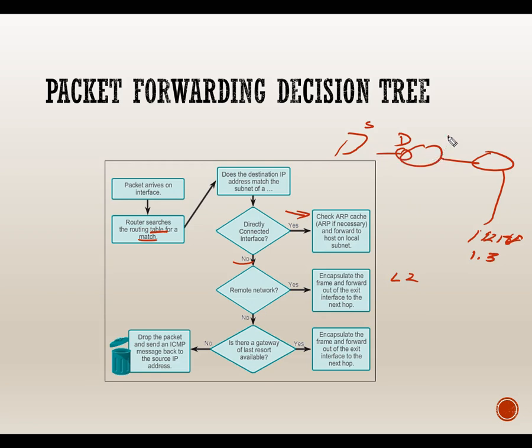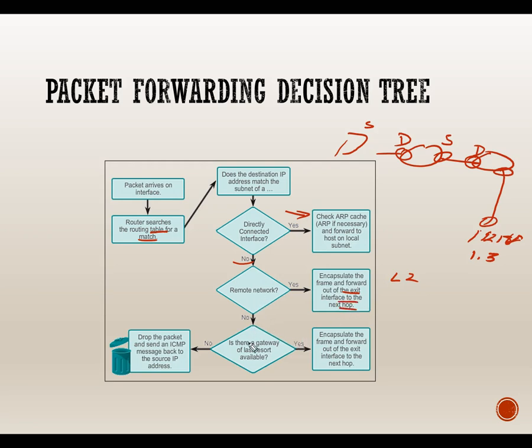As it leaves the router, the source MAC address is going to be the outgoing interface. The destination MAC address is going to be the MAC address of the next hop router. When we get here, the source MAC address is the router, and the destination MAC address is the computer down here. The IP address never changes, and when we get a little farther, one of the objectives was frame rewrite, and that's exactly what this is: frame rewrite. So it encapsulates the frame and forwards it out the exit interface to the next hop.